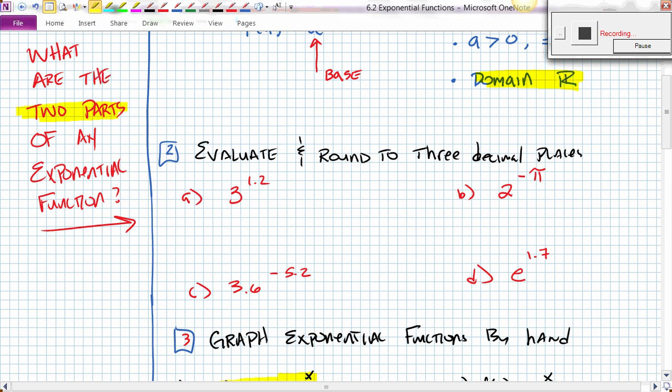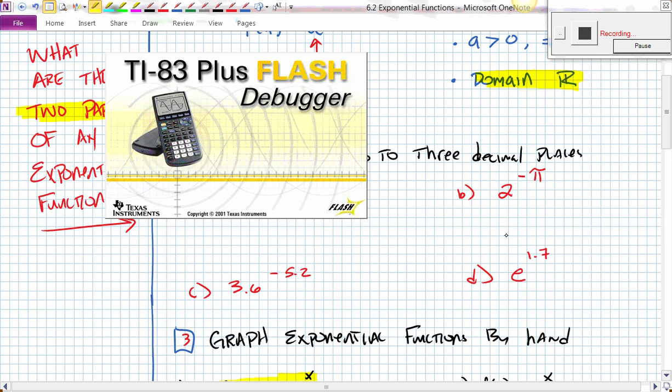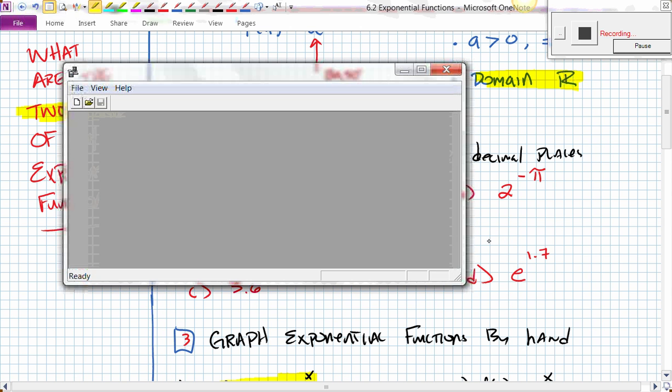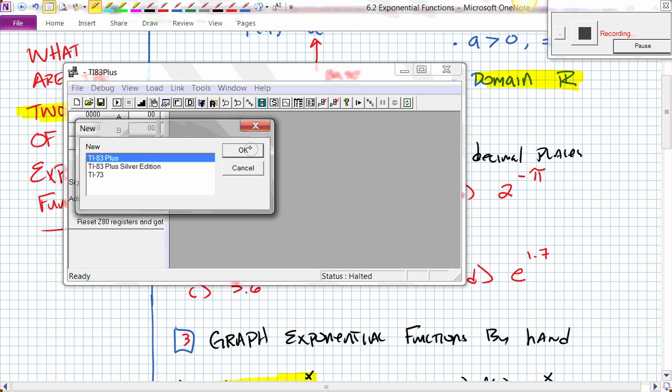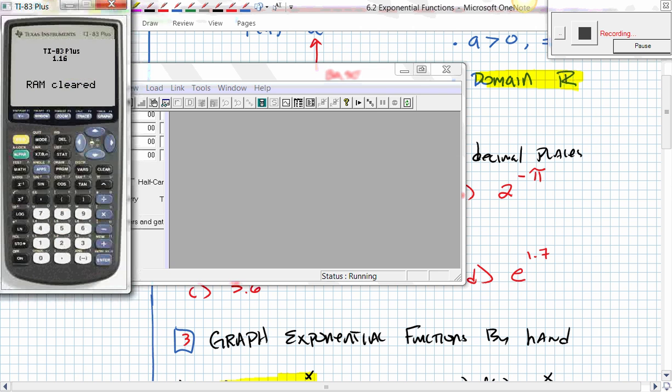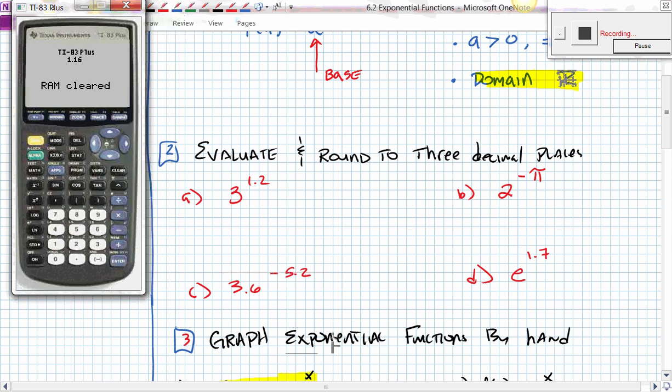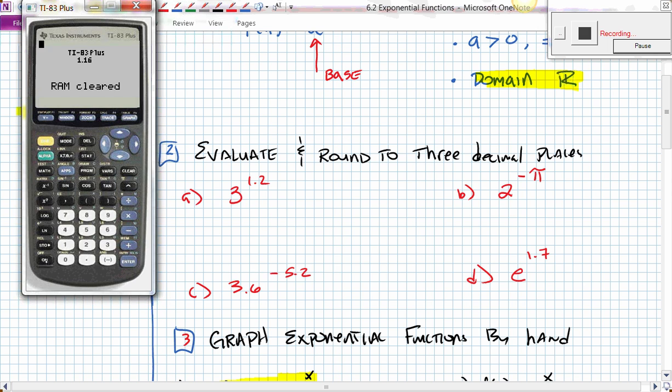Okay, I'll do the first one with you. All right. And what we're going to do is we're going to practice evaluating exponential functions, and we're going to round to 3 decimal places. So the first one is 3 to the 1.2, so I'm going to turn my calculator on and take 3. Now the button that you want to make sure you know about is the caret button. The caret button is the button that's right above the division sign, so 3 to the, and then I'm going to say 1.2, and then push enter.